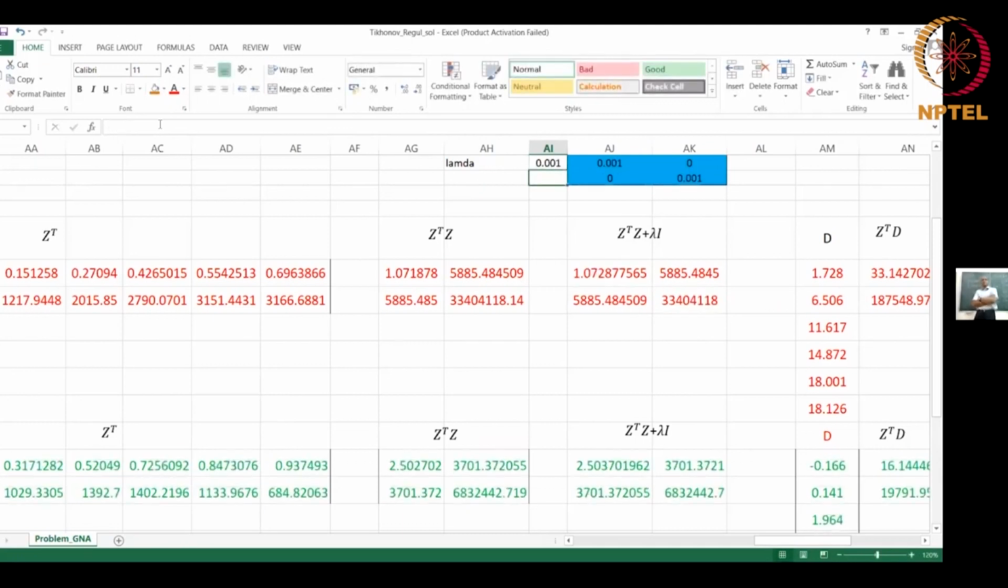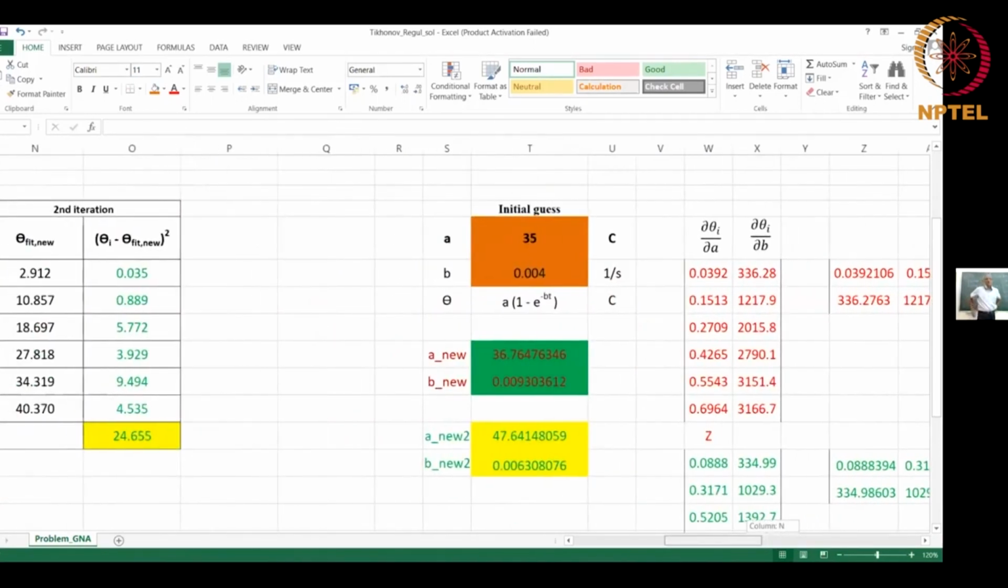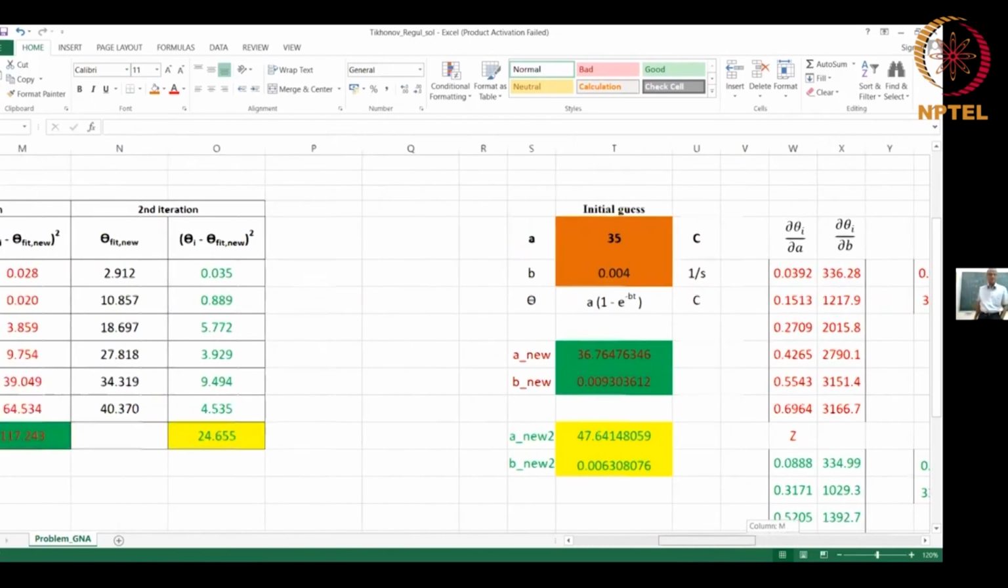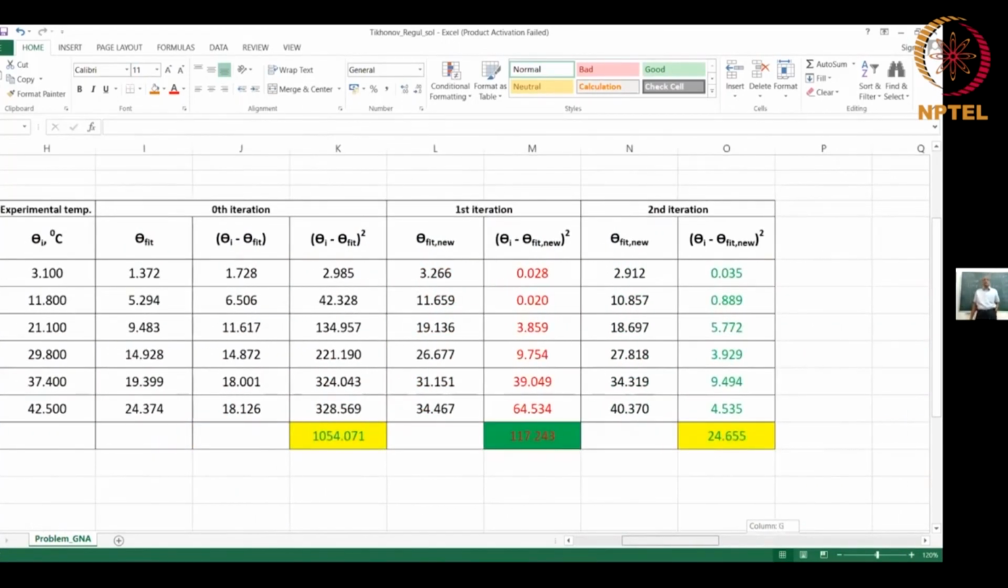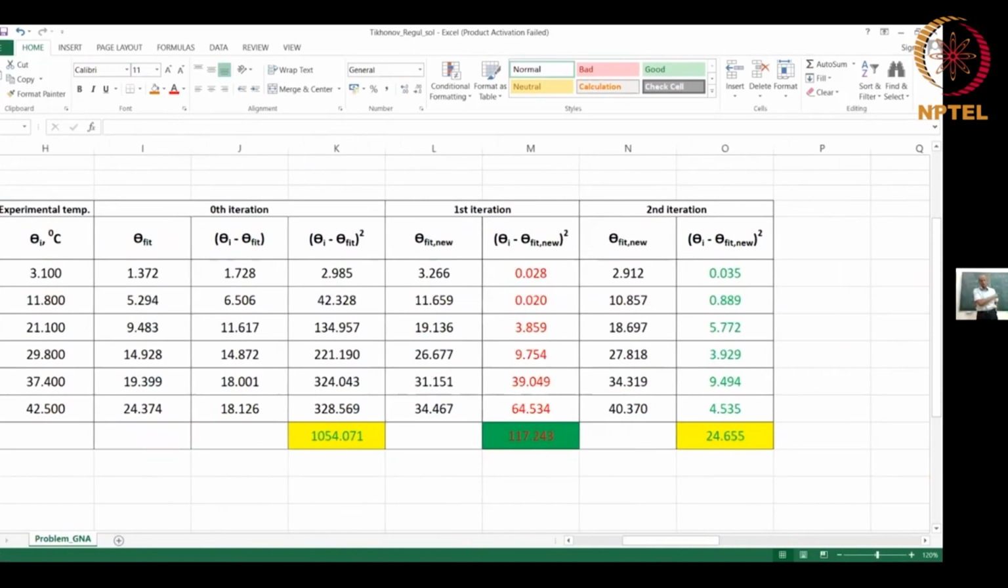Okay. Now show us the results. If you go to 0.1, see that. Go to the left side. Now you're able to see that from 1054, the first iteration was 117. That's what we got now. The second iteration becomes 24.6. Now, Suraj, can you show your MATLAB code and let it go to the third iteration and let's see how it converges.